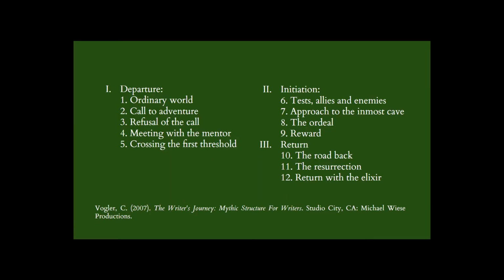In Campbell's book, there are 17 stages. However, we will be using Christopher Vogler's template, which has 12 of these stages. In the departure act, we have ordinary world, call to adventure, refusal of the call, meeting with the mentor, and crossing the threshold. This is where we meet our character.